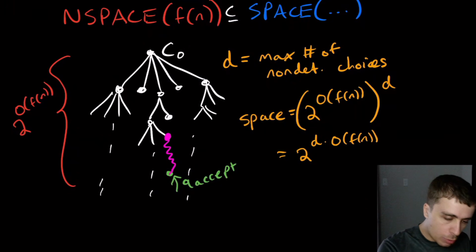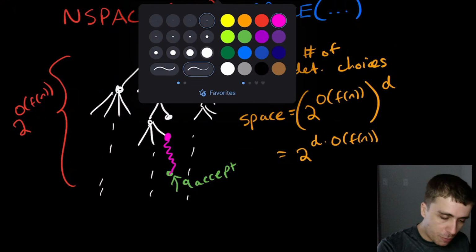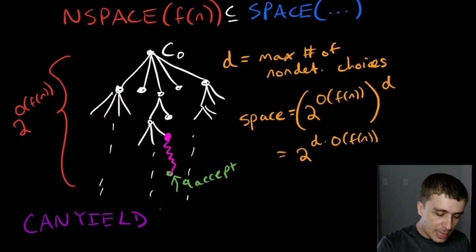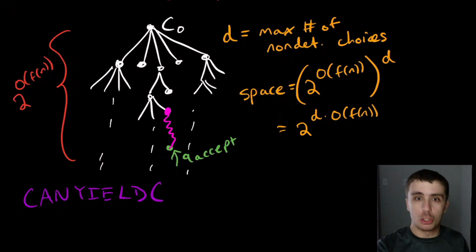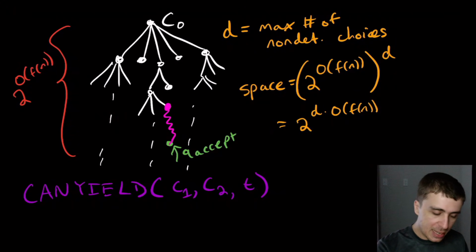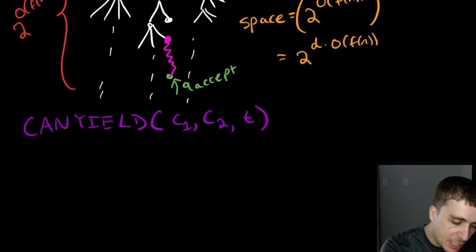So what we're going to do is we're going to define a function, which I'm going to call CANYIELD. And it's going to have 3 parameters to it. So it's going to have parameters C1, C2, and T. And so what do these mean?